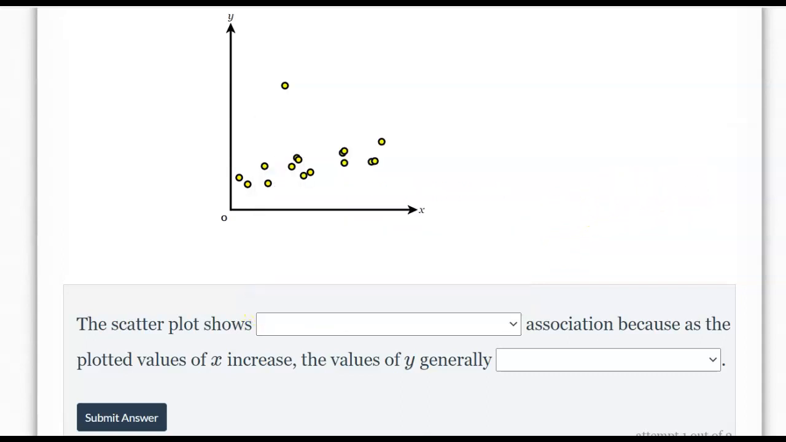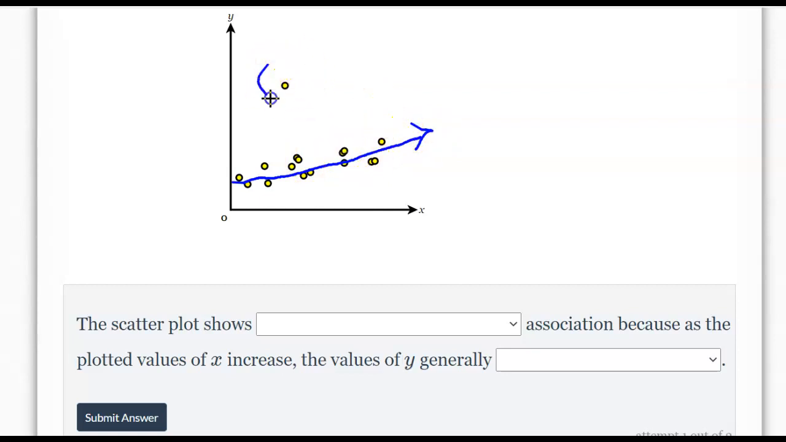So let's look at that. In order to figure out what type of correlation I would have, first thing I'm going to do is I'm just going to draw a line through my data. And I see, okay, that is going up. So thinking back to slope, that's going up. All right, so the scatter plot is showing a positive correlation.